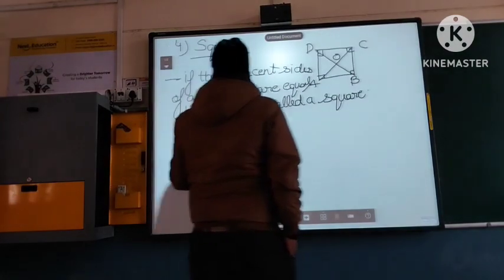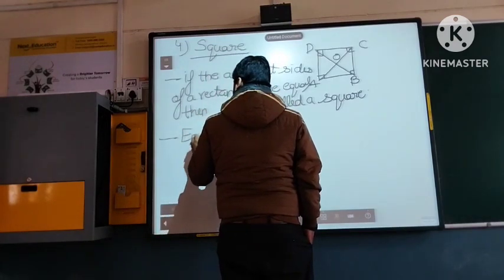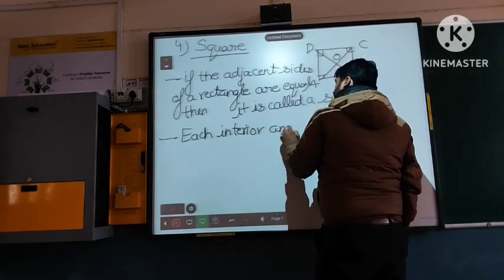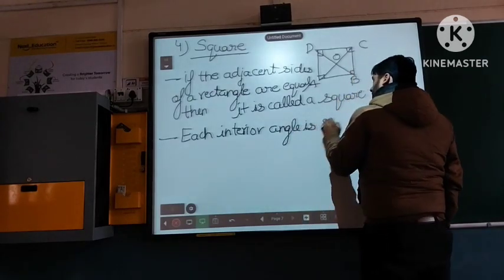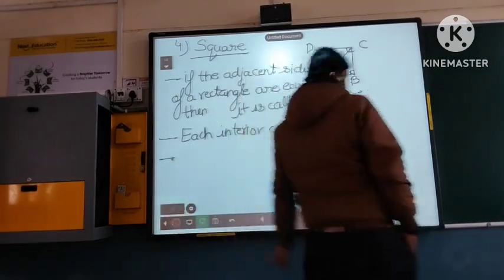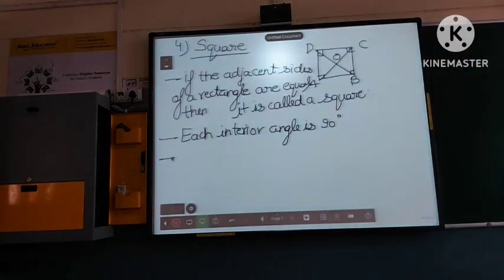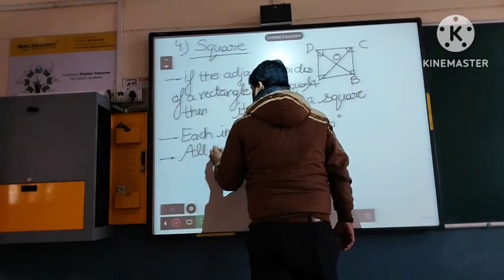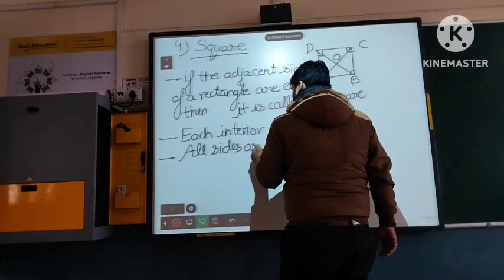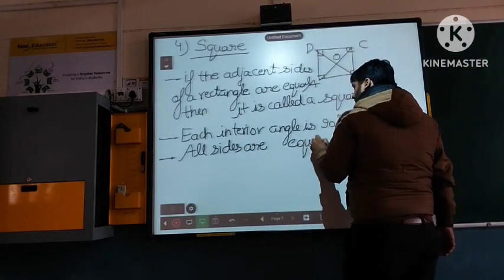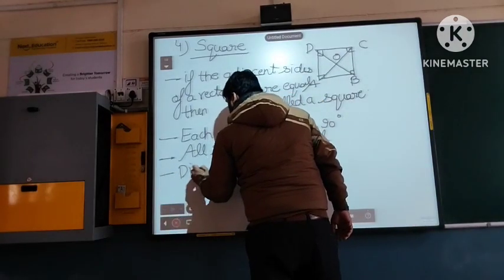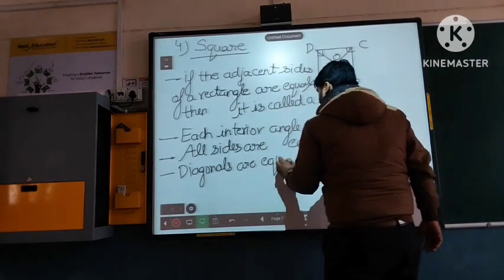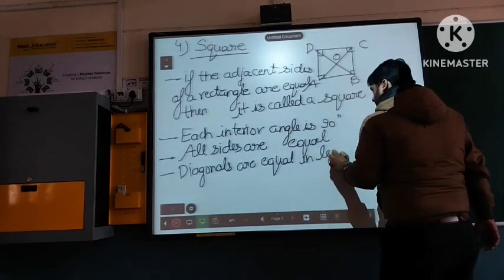Now, some more properties of a square are there. Each interior angle is equal to 90 degrees. Next property is all sides are equal. This is a general property you know. Next property is the diagonals are equal in length, obviously, like a rectangle. So only rectangle and square have this property. The diagonals are equal in length.